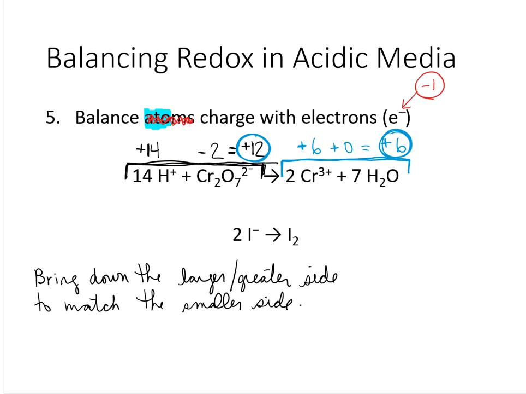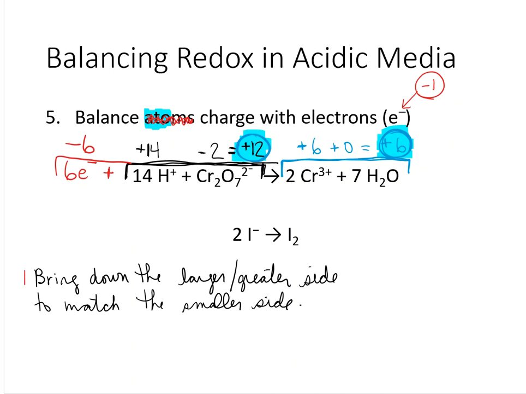So again, we have a plus 12 in our reactants. We have a plus 6 in our products. We're going to bring down the plus 12 to match the plus 6. And we do that by adding in 6 electrons. Because now 6 electrons is a charge of -6. -6 plus 14, that's plus 8. Plus 8 minus 2 is plus 6. Now our plus 6 is matched.